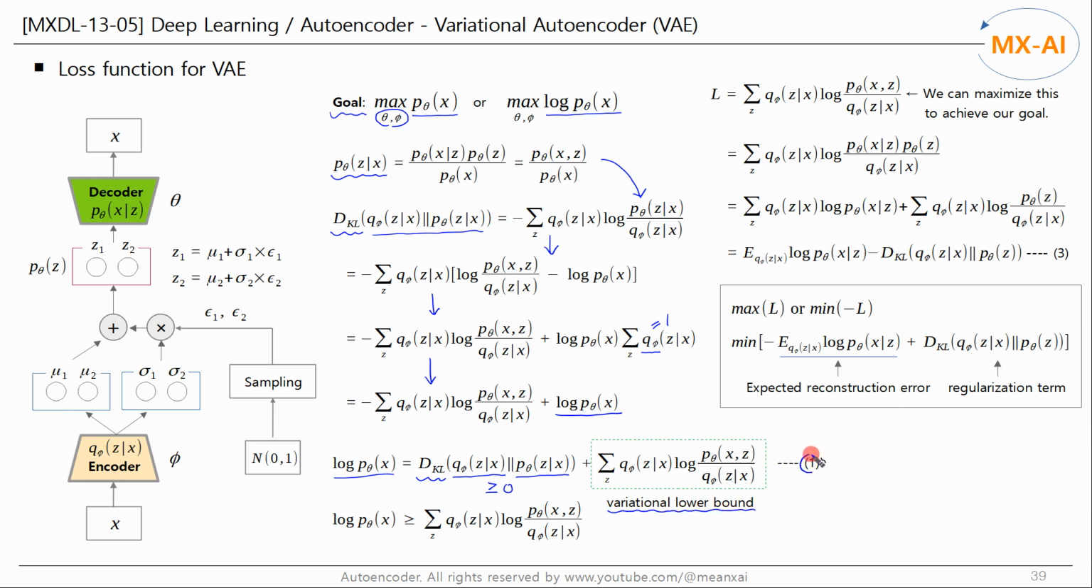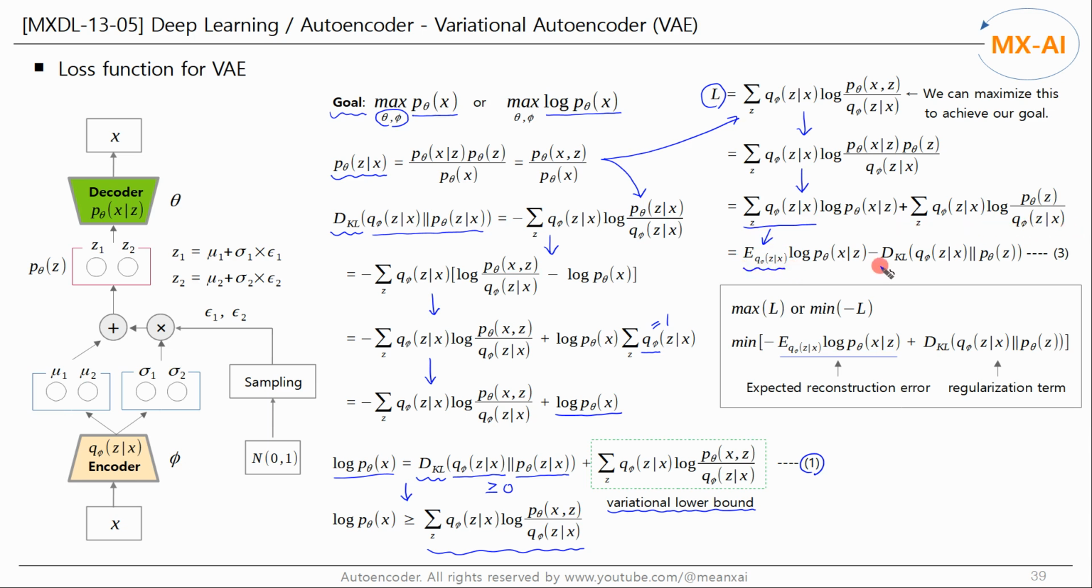This is the equation 1 presented in section 2.2 of the paper. This equation can be written as follows. Therefore, we can achieve our goal by maximizing the variational lower bound. Let us denote the variational lower bound as L. Substituting this into this expression and rearranging, we can rewrite this equation as follows. Since Q is a probability distribution, this summation can be expressed as expectation.